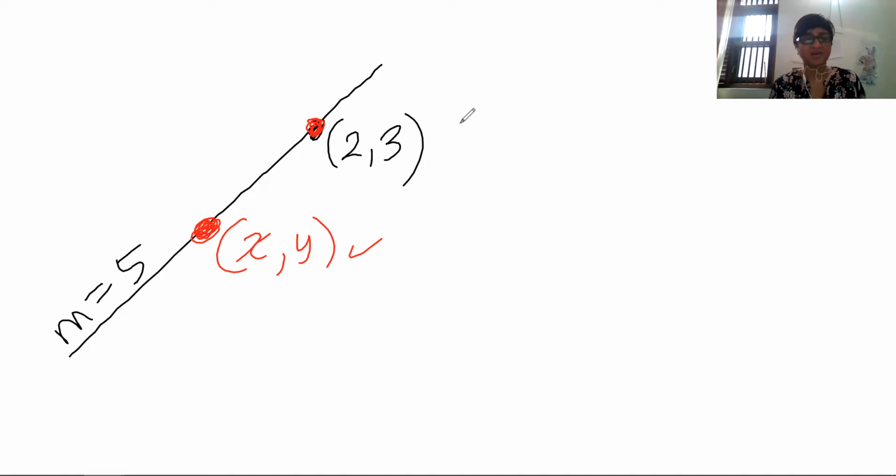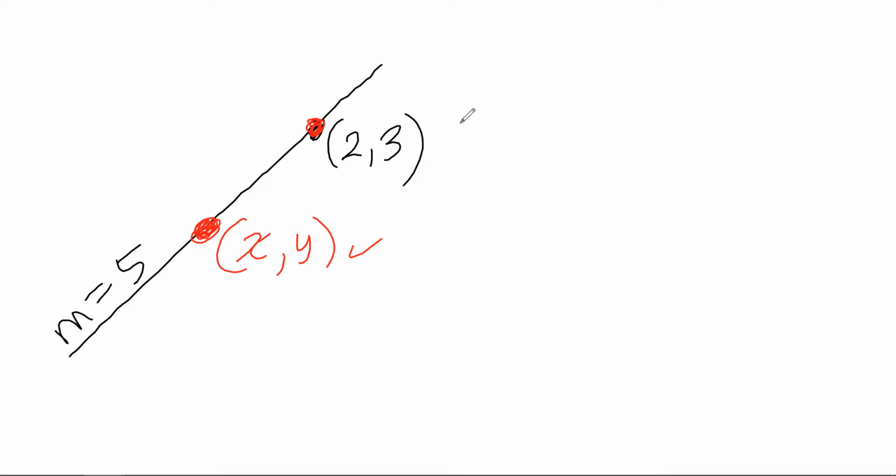And now, since I know the gradient, I can say that from the formula, let me write the formula for gradient. You know that the formula for the gradient is m is equal to the y difference over the x difference, like y1 minus y2 over x1 minus x2, right? This is the formula for the gradient. I'm going to apply it here. What do I get when I apply it?